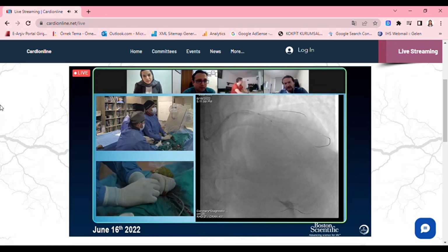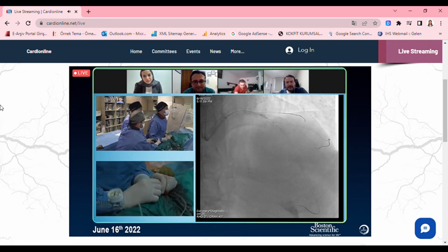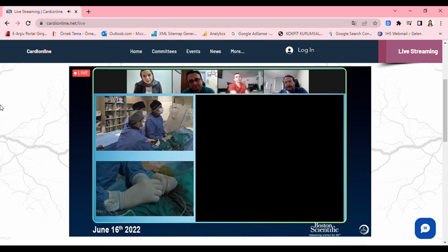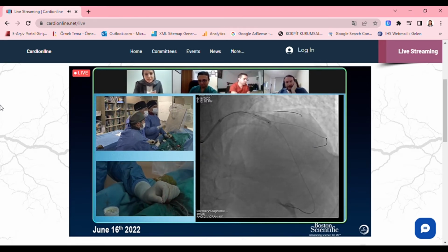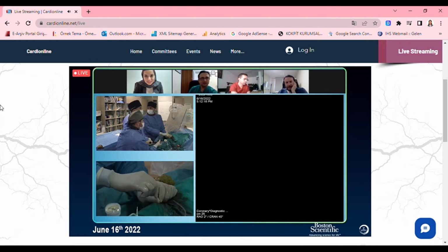Most of the calcium was on IVUS. Yeah, but we skipped that part already. No, I think I'll do cutting here. Yeah, cutting would be better.